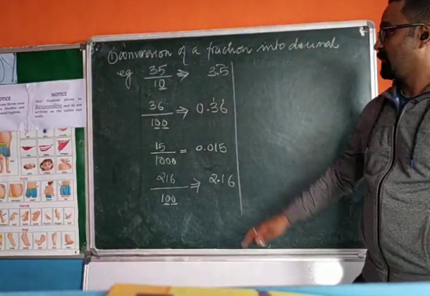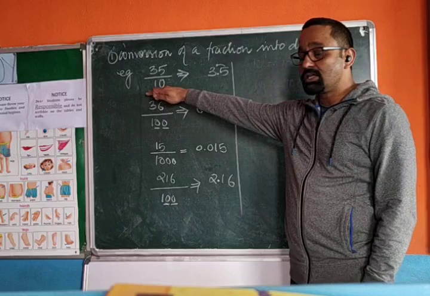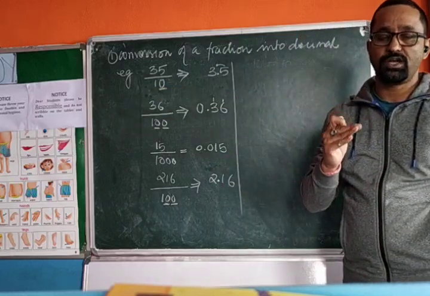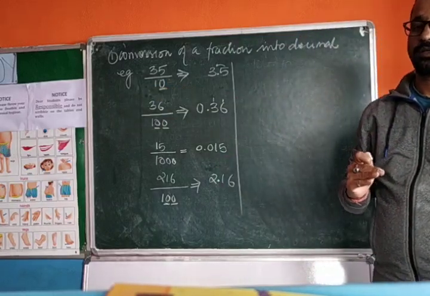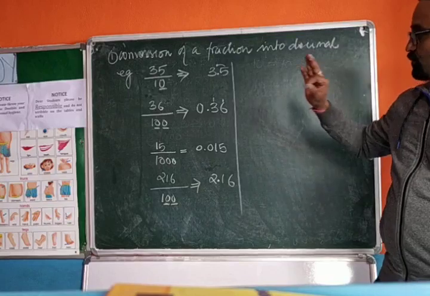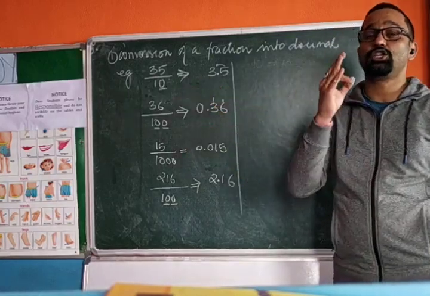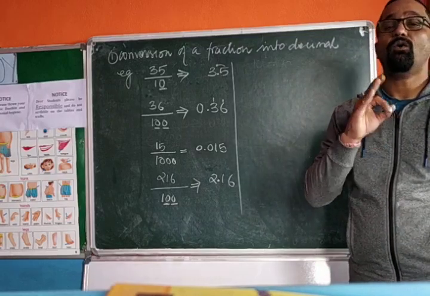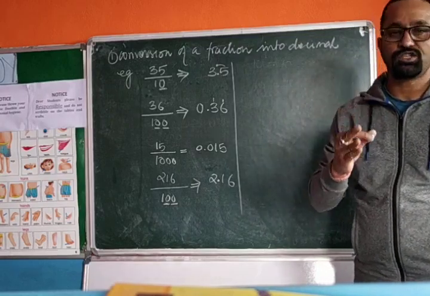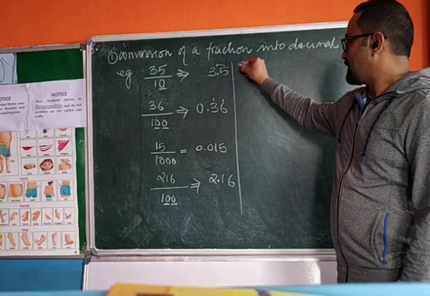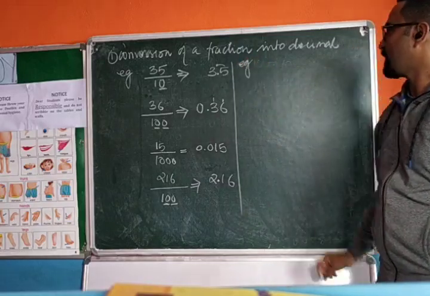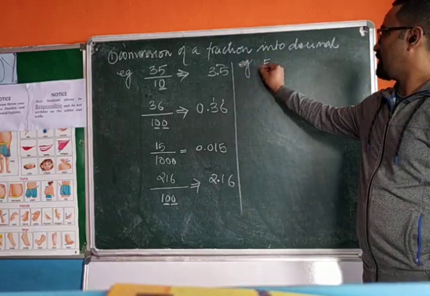You may be having denominator other than 10, 100 or 1000. In that case, you can convert into decimal by making denominator 100 or 10 or 1000. Look at this example. Suppose you have 5 divides by 4.